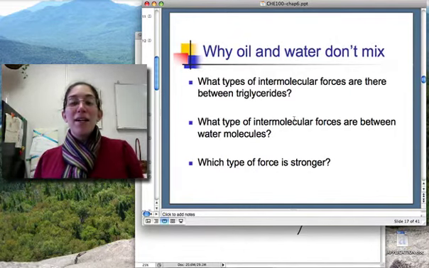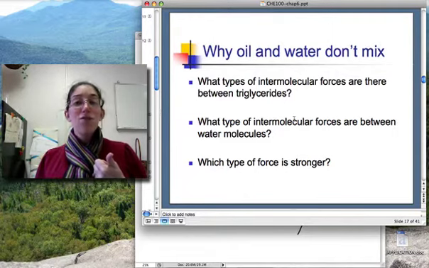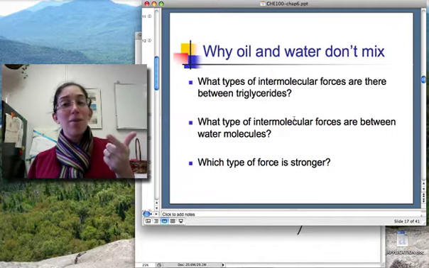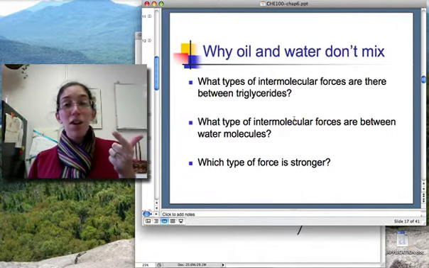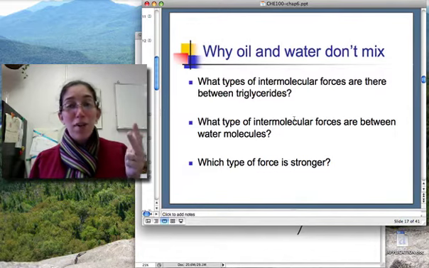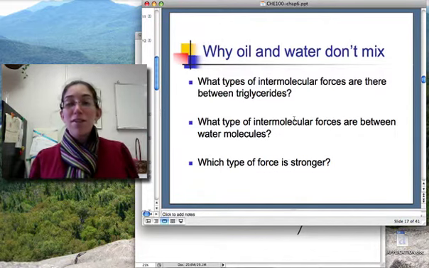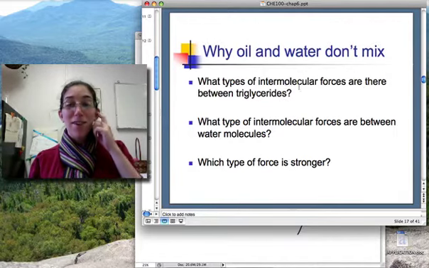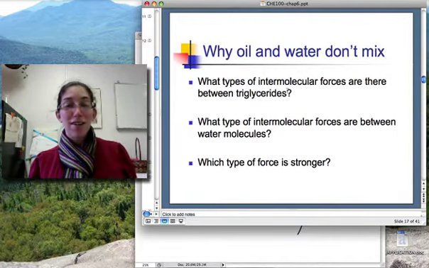Okay, so what types of intermolecular forces are there between triglycerides? Are there London forces? Check. Are there dipole-dipole forces? No, because they're nonpolar. Are there hydrogen bonds? No, because they're nonpolar. So the answer would be London forces. There are London forces between triglycerides.